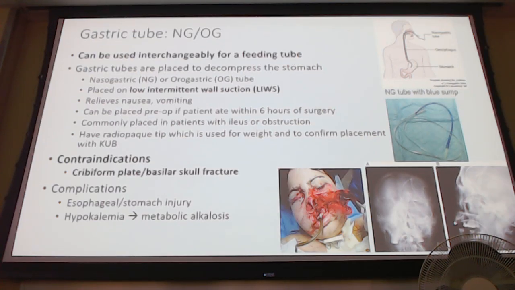Okay? Like I said, complications, esophageal and stomach injuries from it attaching to that wall. If we suck too much, we can cause hypokalemia, but unfortunately, we want to suck as much as we can out to relieve the nausea. So a lot of times we have to give them potassium in order to combat this.